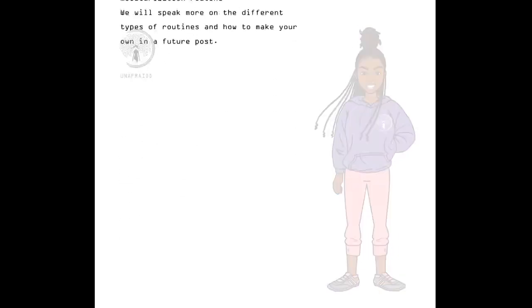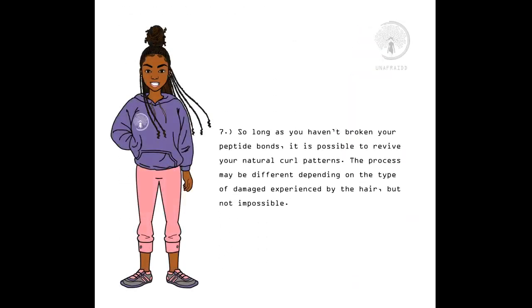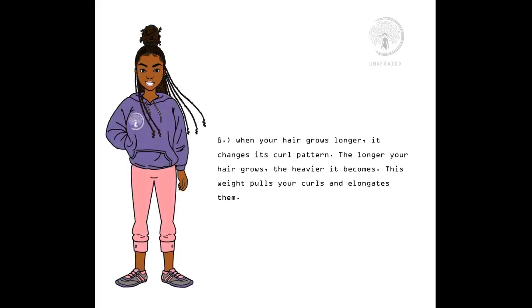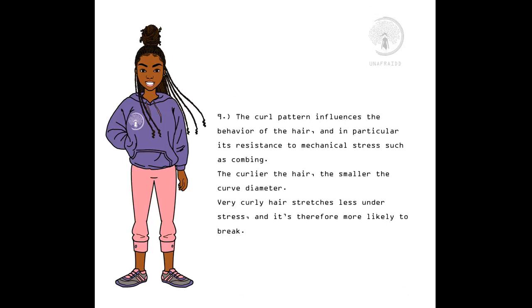Point number seven, so long as you haven't broken your peptide bonds, it is possible to revive your natural curl patterns. The process may be different depending on the type of damage experienced by the hair, but not impossible. Point number eight, when your hair grows longer, it changes its curl pattern. The longer your hair grows, the heavier it becomes. This weight pulls your curls and elongates them. Number nine, the curl pattern influences the behavior of the hair and in particular its resistance to mechanical stress such as combing. The curlier the hair, the smaller the curl diameter. Very curly hair stretches less under stress and it's therefore more likely to break.